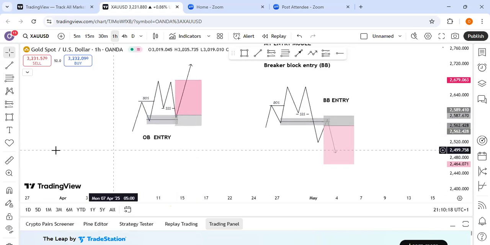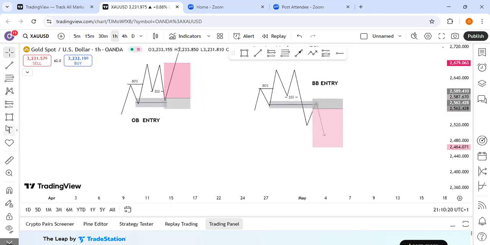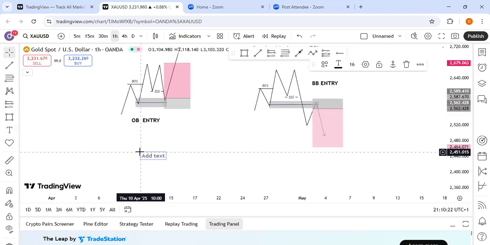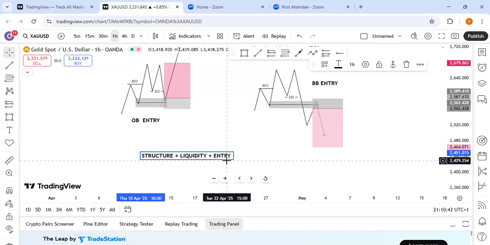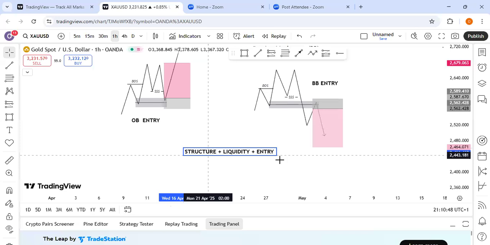So basically the strategy is structure plus liquidity plus entry. That's just it. Entry or POI, you can call it POI, you can call it AOV, area of value, anything. Just know that I use my own as entry. So basically what I trade as my strategy is structure, liquidity, entry.